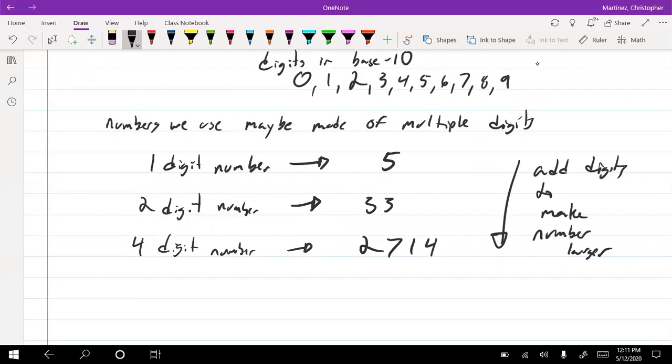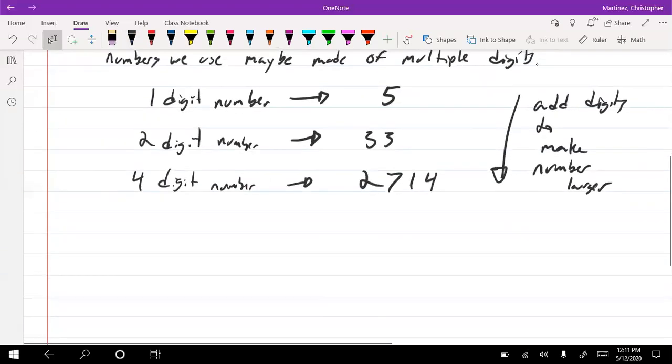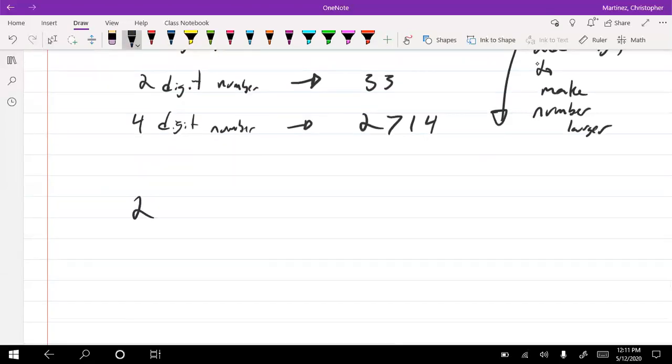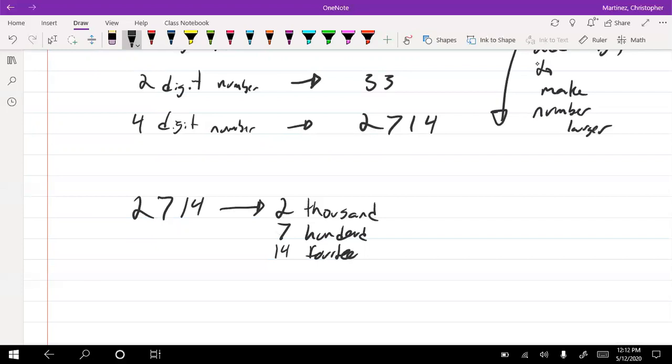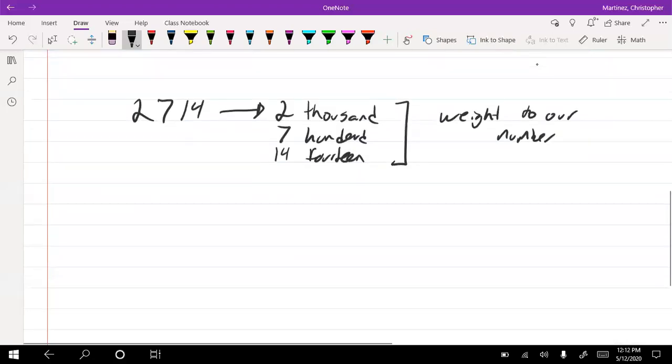All right, so we can see how the number of digits gives us an idea of how large a number is. Now let's take something like the 2,714 and write it out. Okay, so we said it was 2,700, and then we had 14. All of this is giving each piece some weight to our number. Let's break that down. I had 2,714. These are 4 digits.